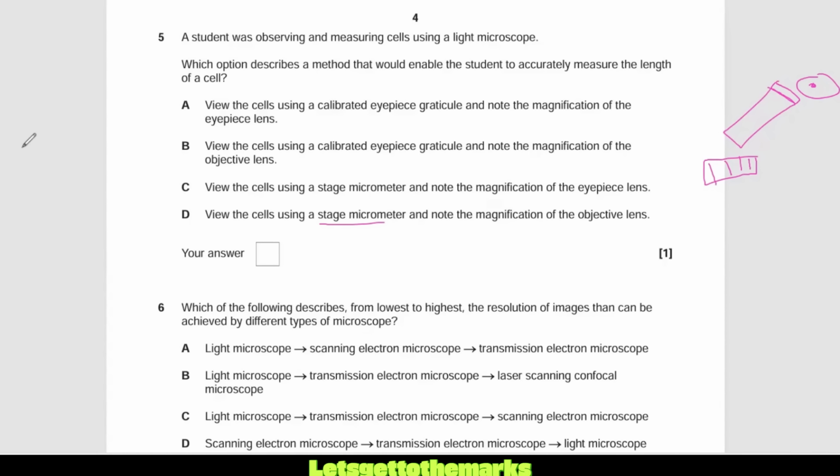Once you've calibrated your graticule, you remove the stage micrometer, the ruler thing which is on a slide, and you replace it with your slide with the actual specimen, whatever it is that you want to look at. This has now been calibrated, and you know how much each division is in your graticule. So what do we have to know here? View the cells using a calibrated eyepiece graticule, and you'll need to know the magnification of the objective lens, like whether it's times 40, times 50. So the answer here is going to be B. Wunderbar.